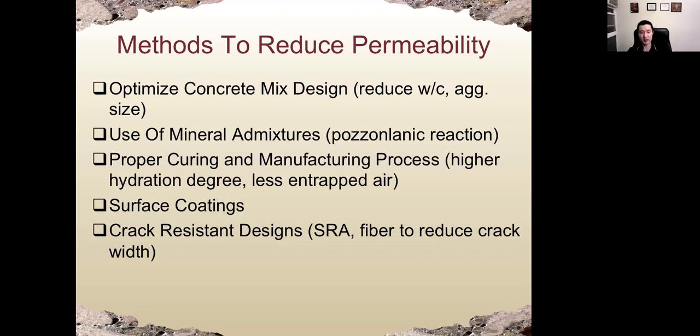From the earlier slides, we see the smaller the size of the crack, the lower the permeability. So crack resistant design is also very important. We can use SRA, which is shrinkage reducing admixtures, and that will reduce the potential of shrinkage cracking. We could also use fibers. We'll discuss fiber reinforced concrete in future lectures. Fibers can reduce the size of the crack significantly, so that may also reduce concrete permeability.